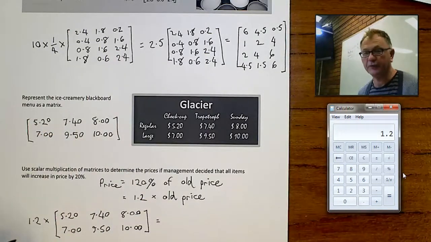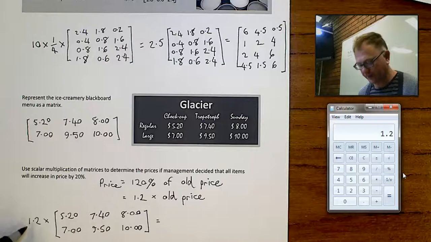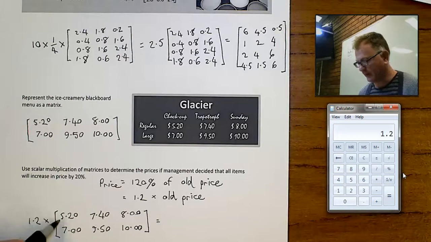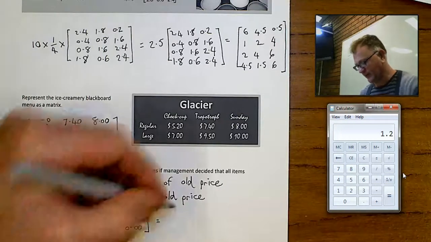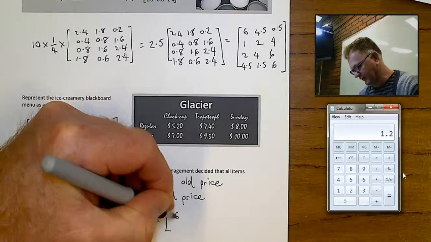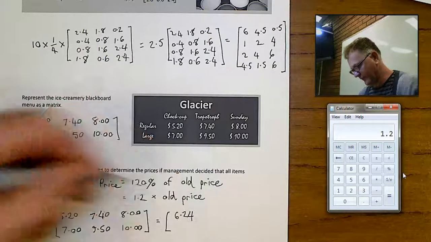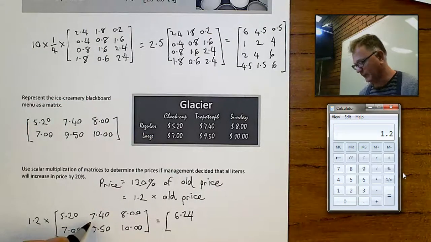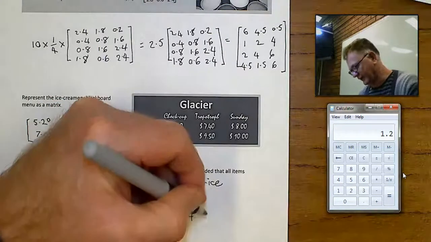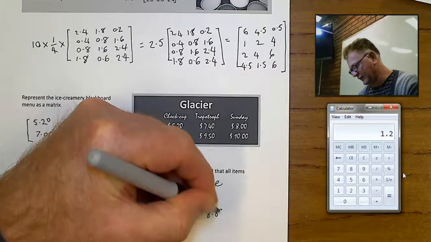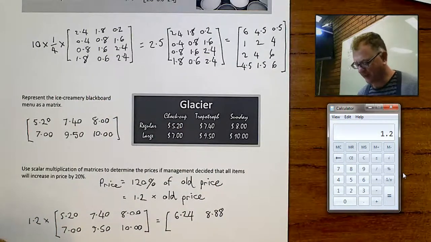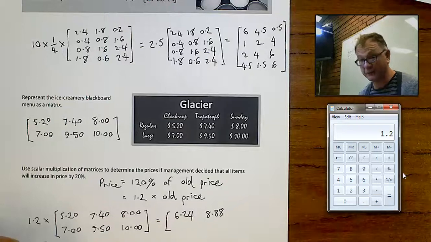Now I took the opportunity to do this while the video was paused, so 1.2 times $5.20 is equal to $6.24. 1.2 times $7.40 equals $8.88. Now the question didn't say anything about rounding to the nearest 5 cents, although I imagine that's what would happen in practice, but we'll leave our answers like this because it wasn't asked for.